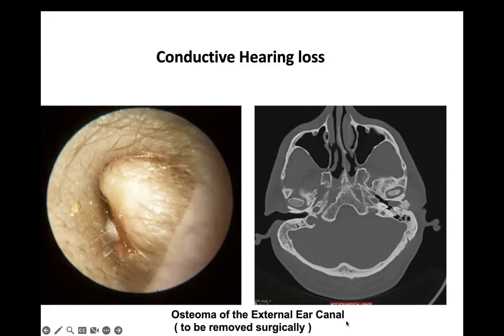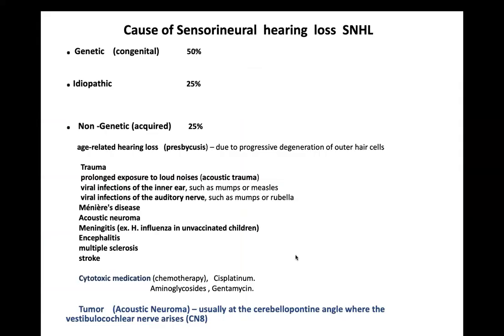Anyways, osteoma of the external ear canal. This is another cause of conductive hearing loss. Okay, you can see this is the tumor. It's growing here. It's blocking air conduction. So again, air conduction would be affected. Bone conduction would not be affected.